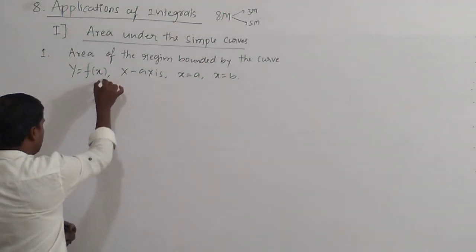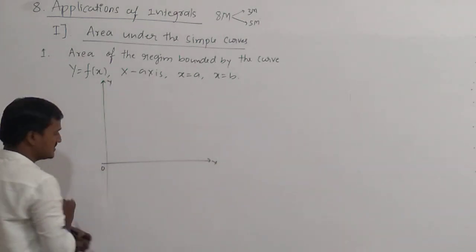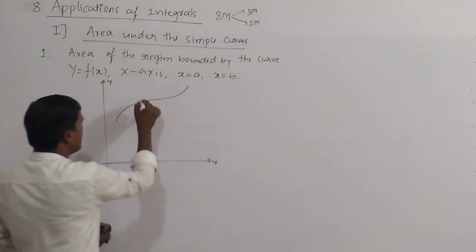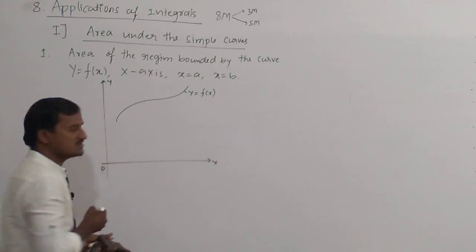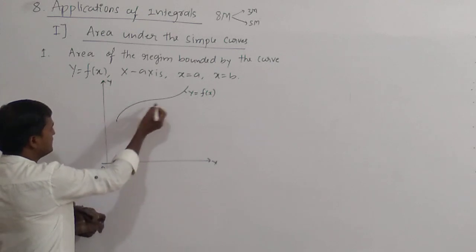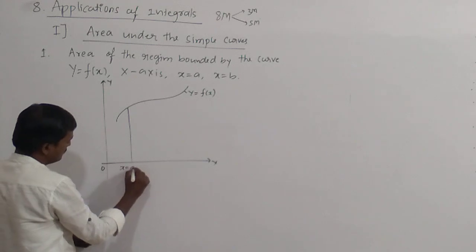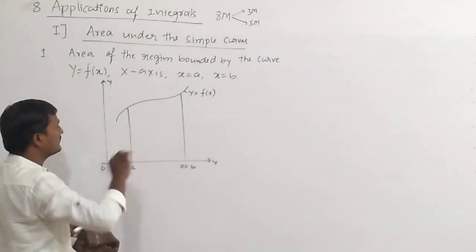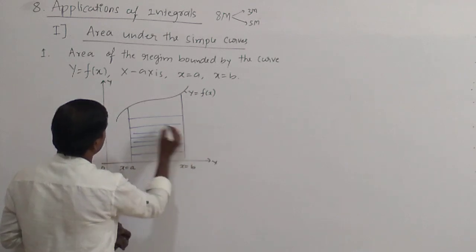For this, I will take this as the x axis, this as the y axis, and here is the origin. Suppose we want to find the area of the region bounded by this curve, y equal to f of x, which is a given curve, with the line x equal to a and the line x equal to b. Suppose we want to find this area.